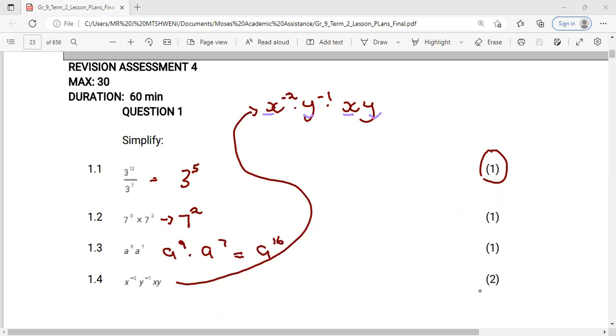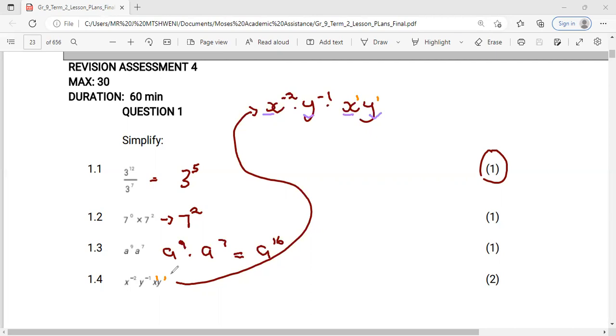So kindly note that here we have an invisible 1, even though they didn't show it. You just need to know that you have exponent 1 on top. It will be helpful on your exam. Whenever you deal with these kinds of questions, you just put 1 here. If you notice that, you will not forget.